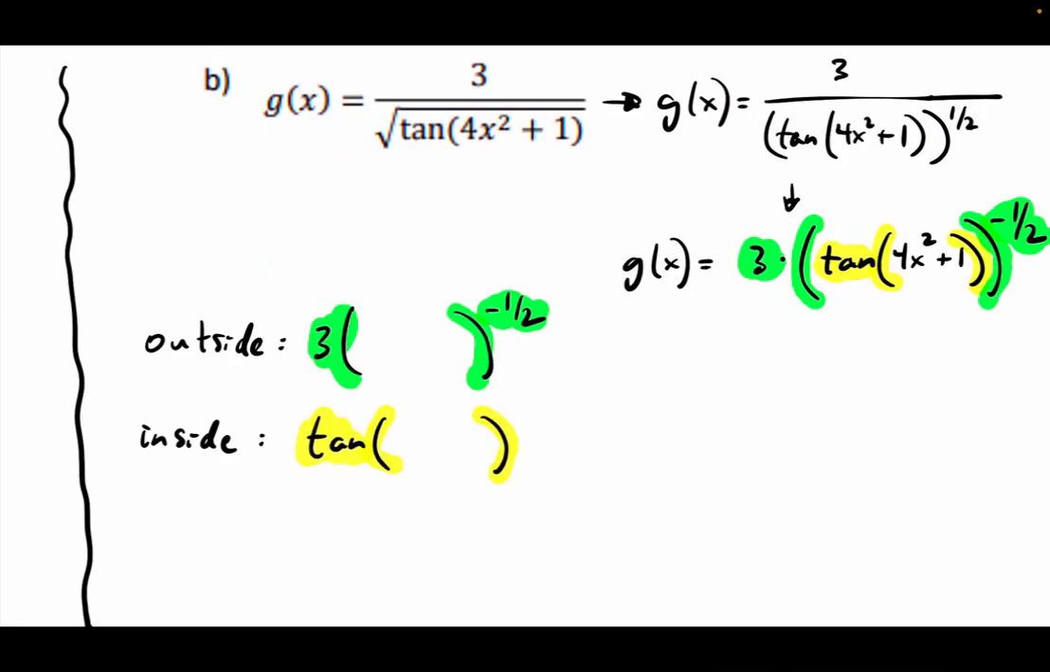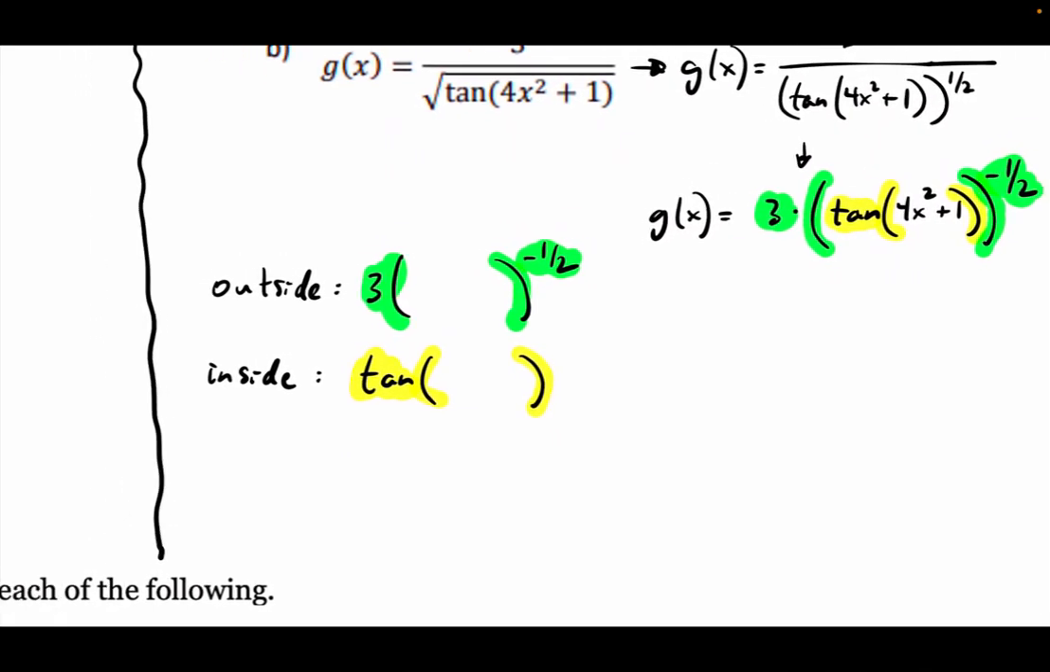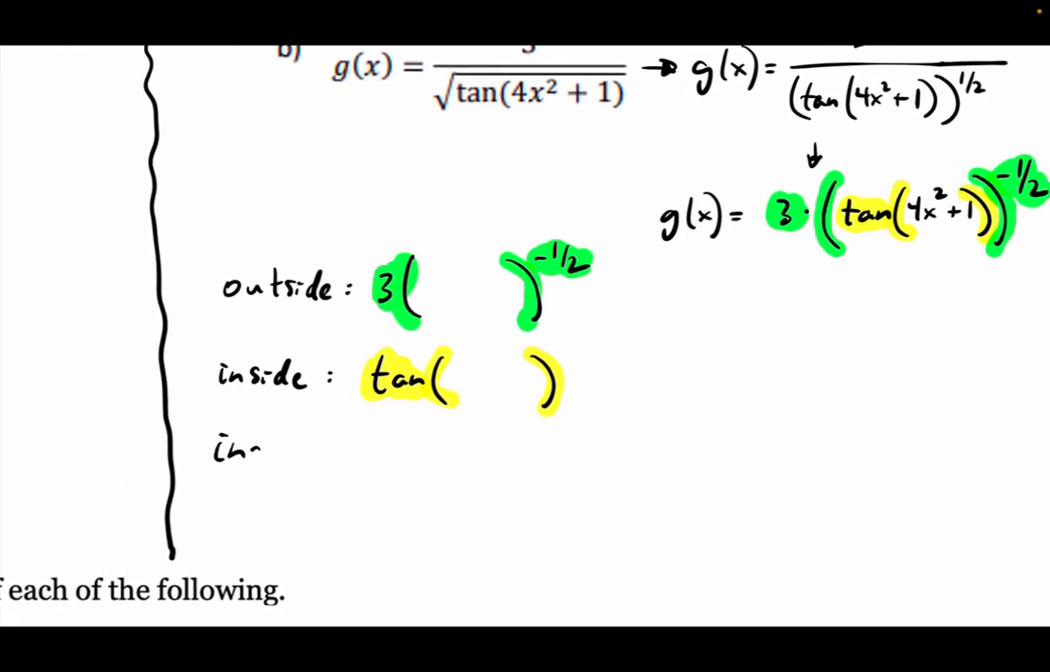Okay. What's the next inside layer going to be? 4x squared plus 1. And that's the last layer. This one only has 2 inside layers, so it's not quite as long as the other one.